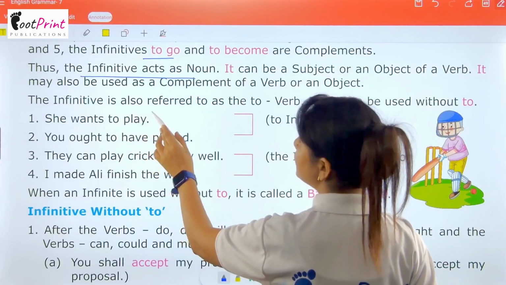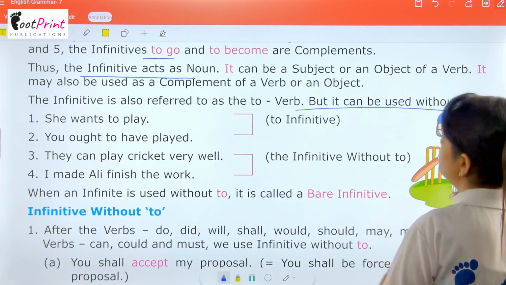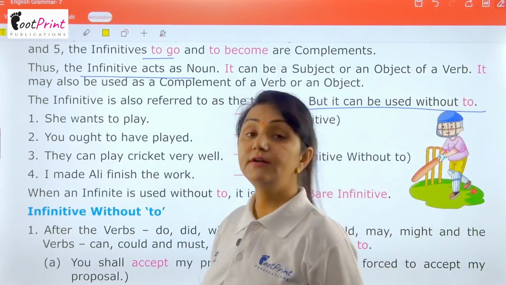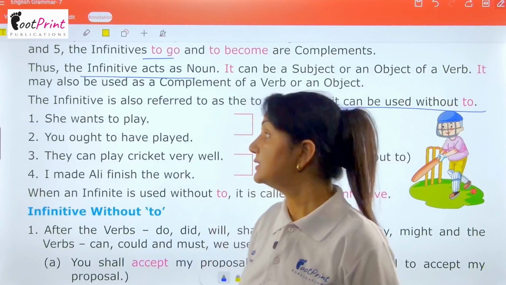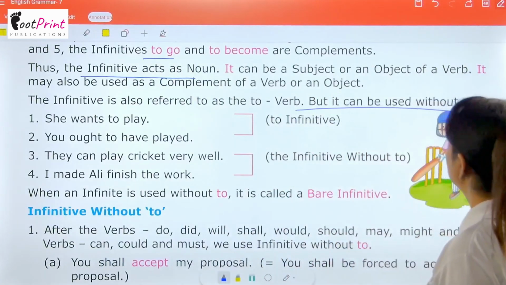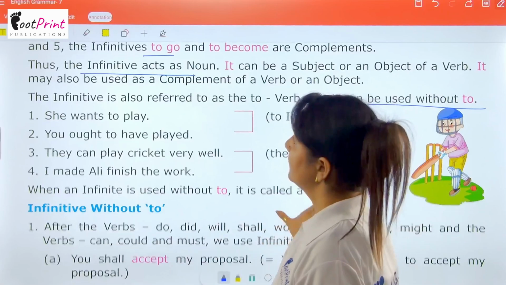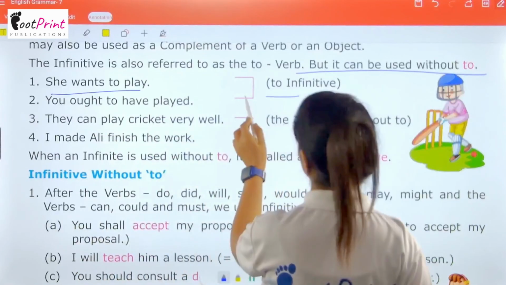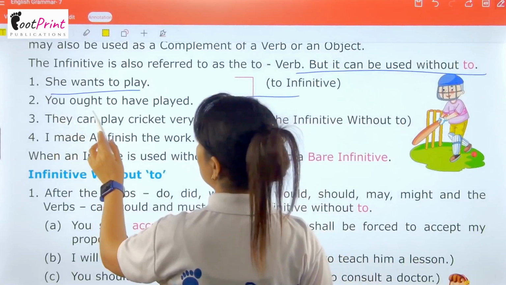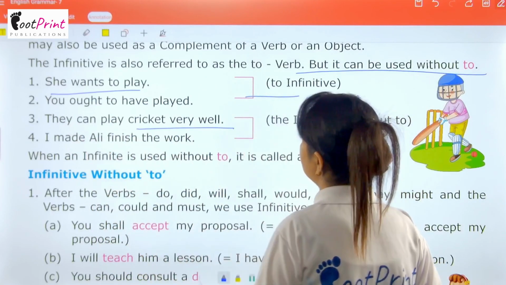The infinitive is also referred to as the verb, but it can be used without to. Usually the infinitive is used with to, but it can be used without to, and then it is called a bare infinitive. If you see here, she wants to play, to play is an infinitive. You ought to have played. They can play cricket very well.